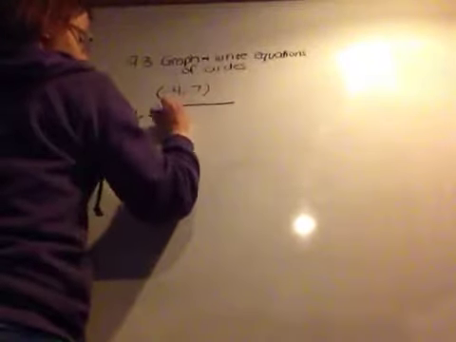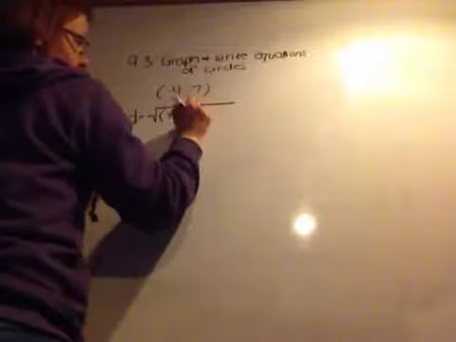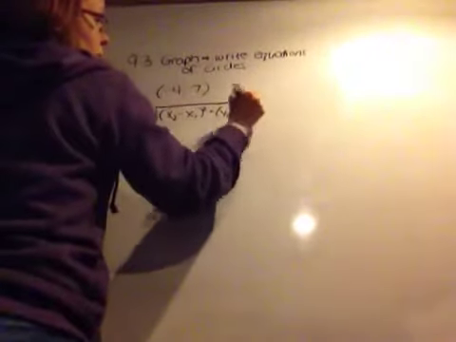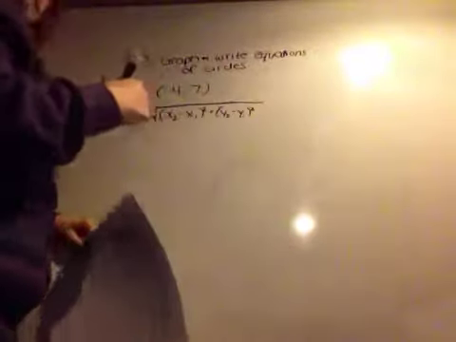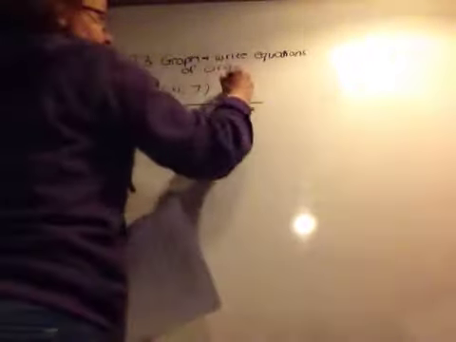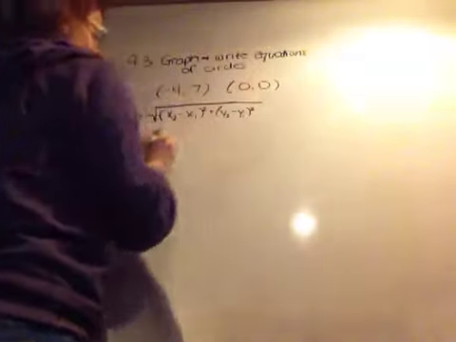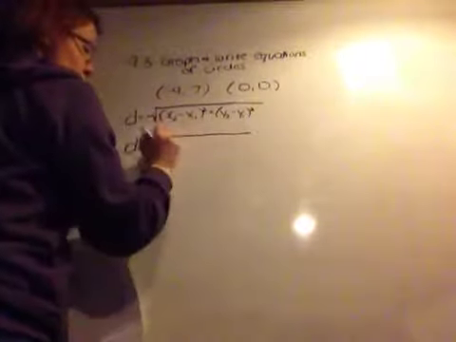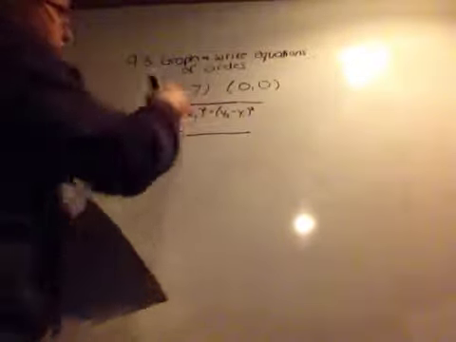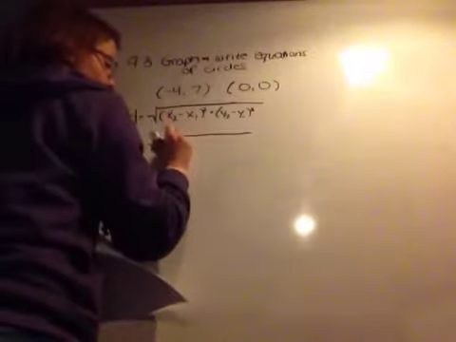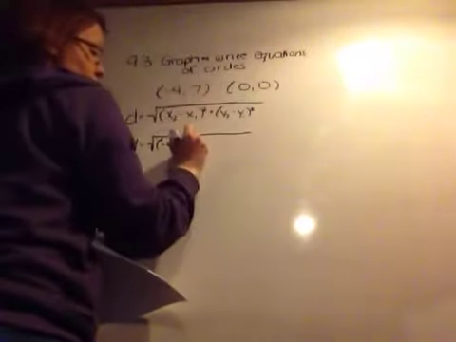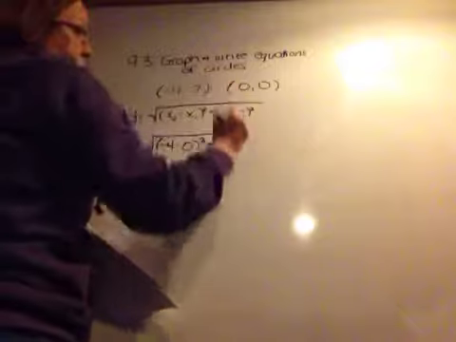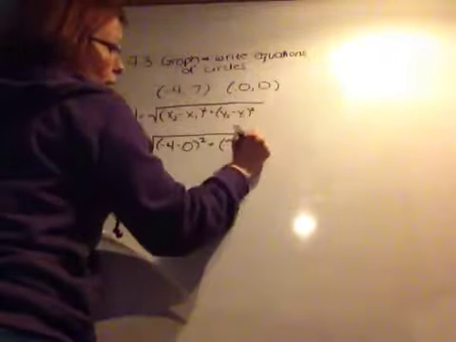Here's our distance formula again. The square root of x2 minus x1 squared plus y2 minus y1 squared. Our 2 points are going to be the given point and our center, which is 0, 0. So it does not matter which one you start with. I'm going to go ahead and start here with negative 4 for x, and then minus the x coordinate over here, which is 0, squared, plus my y coordinate minus my other y coordinate squared.